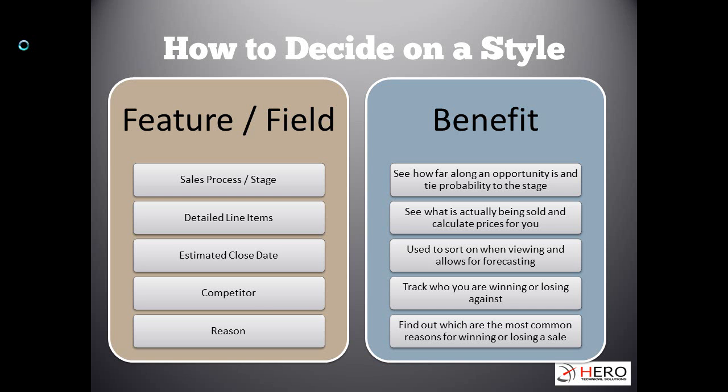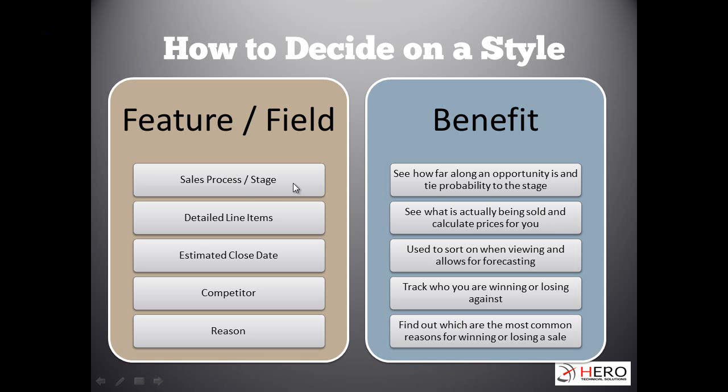Okay, so here I've got a list of the features or the fields on the opportunity that are optional. Now, if you make use of all these features here, you're going to get the benefits associated on the right. Now, if you're doing the simple method, you may not use any of these, but you'll trade off the benefits. So I wanted to show you what ties to what here.